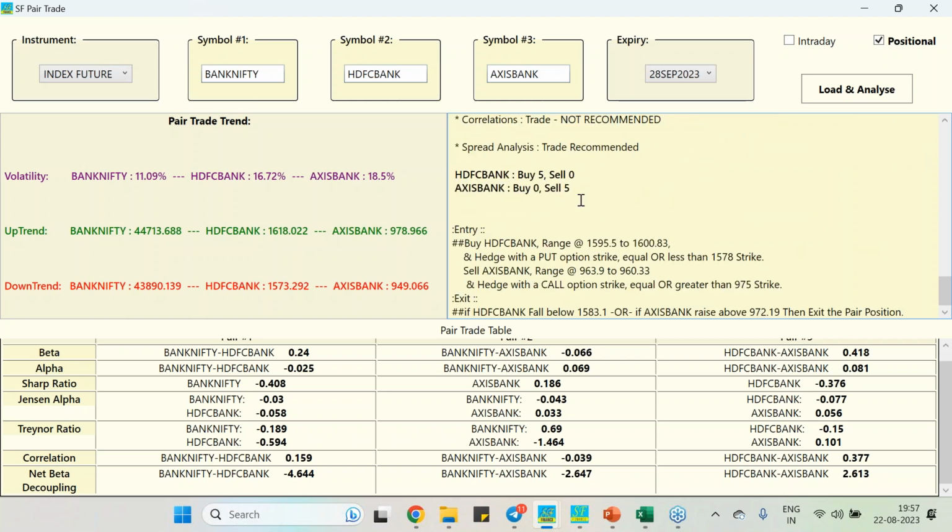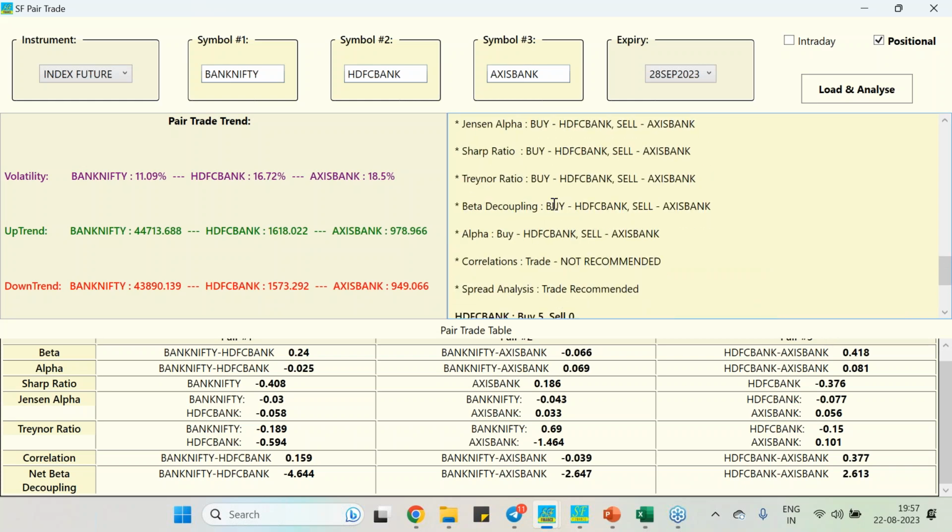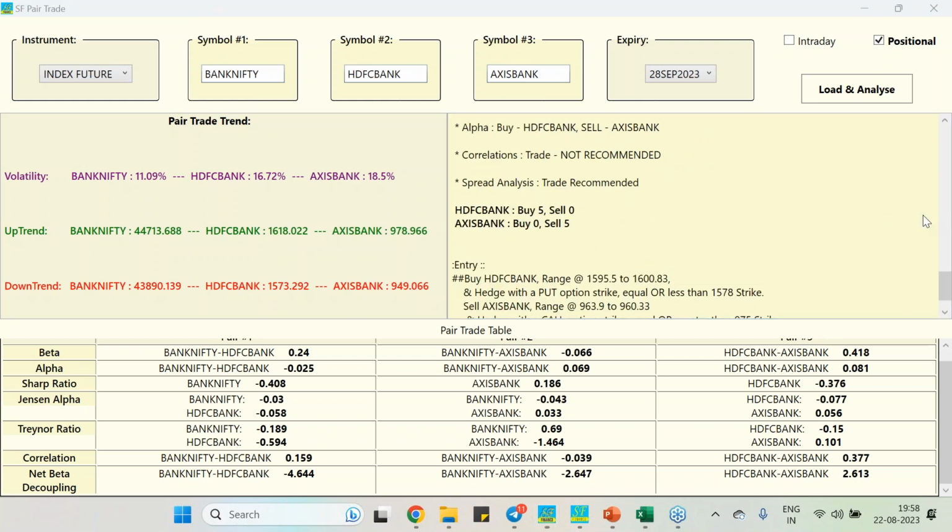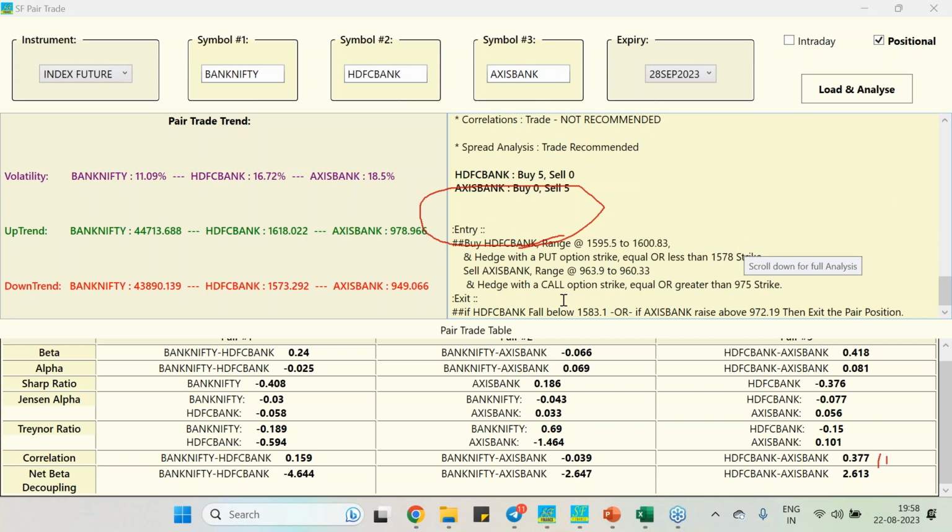Here you can say five and five: five studies suggest buy Axis, five studies suggest sell Axis, five studies suggest buy HDFC Bank. Beta decoupling also suggests it, along with the Treynor ratios. So it is a perfect pair. These are the pairs known as perfect pairs. Here five studies have told it. Yes, correlation is slightly not favorable, it is 37%, but you can counter that. If the correlation is not favorable, you can hedge it.